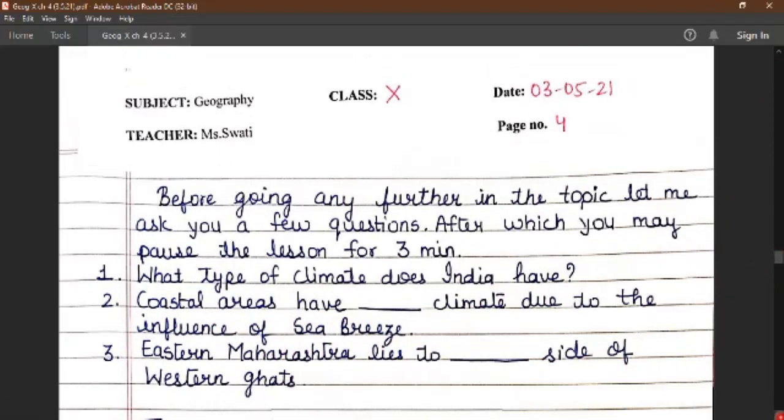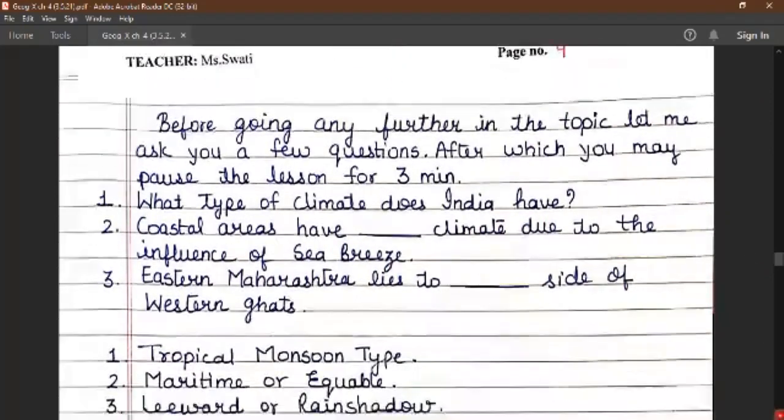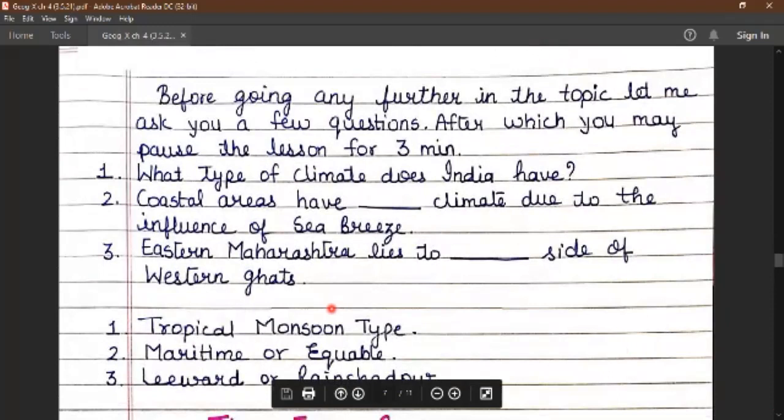Now children, let us discuss their answers. So answer number 1 is tropical monsoon type of climate. Answer number 2, the coastal areas have maritime or equable climate due to the influence of sea breeze. And eastern Maharashtra lies to the leeward or rain shadow area of Western Ghats.